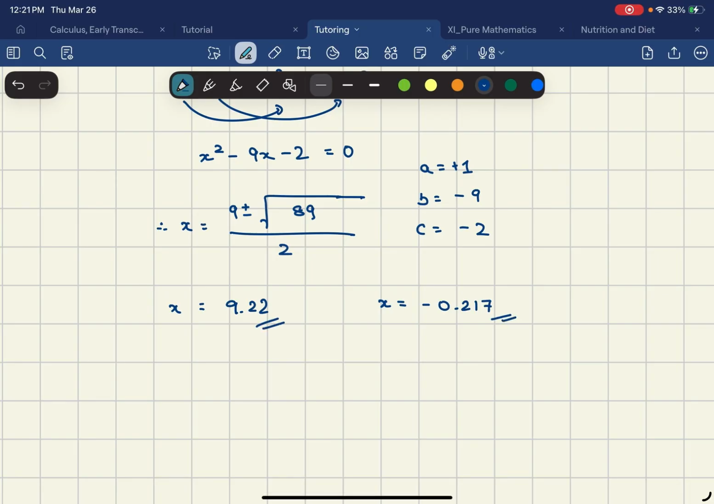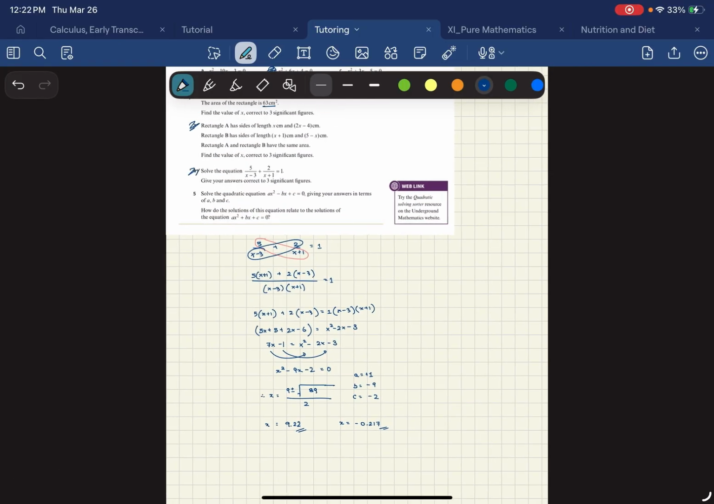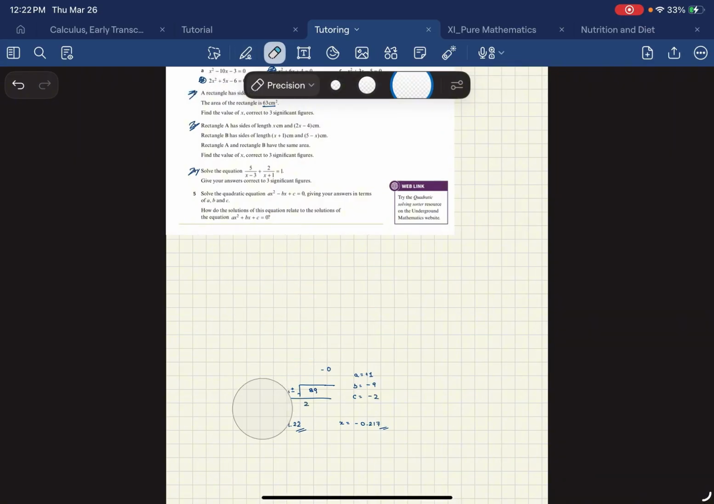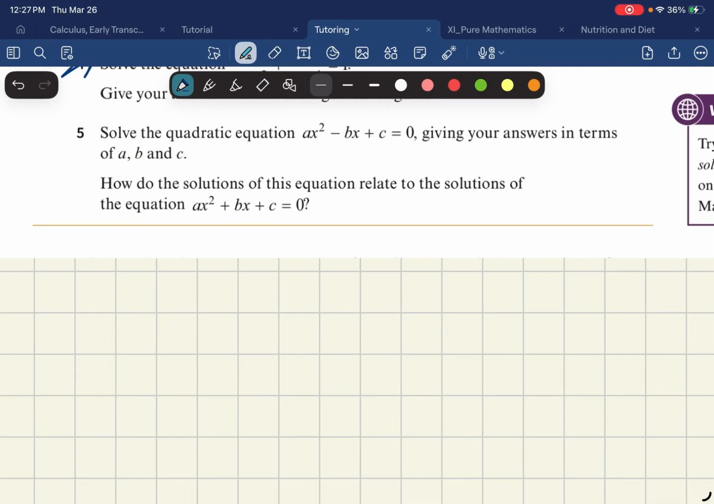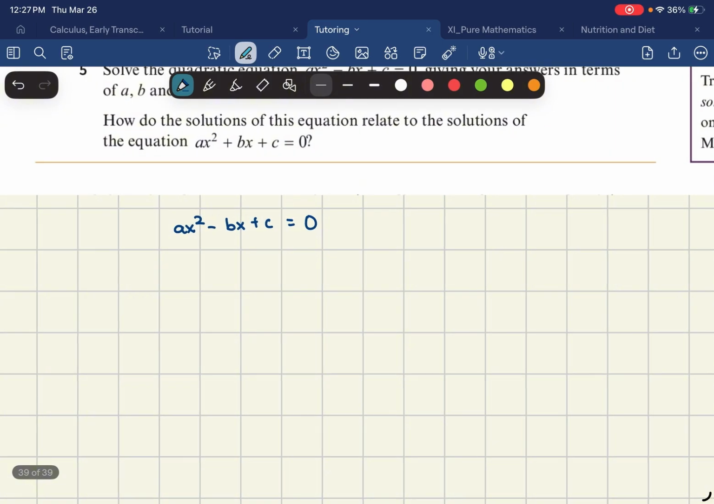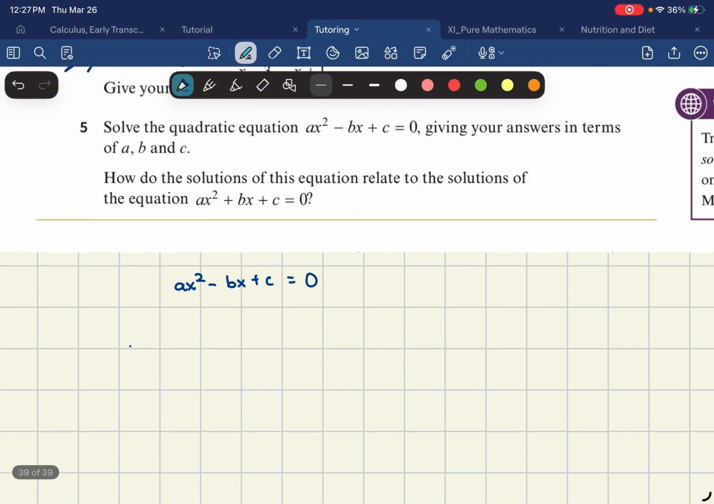All right. And finally, we get to question 5. Question 5 says solve the quadratic. Alright, so let's move on to question 5. So we are given the quadratic equation ax squared minus bx plus c. So now let's just solve this quadratic equation.